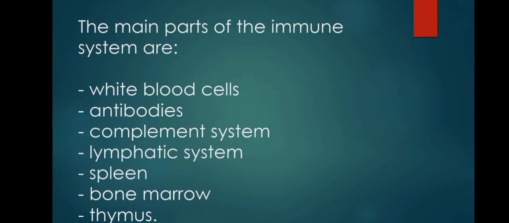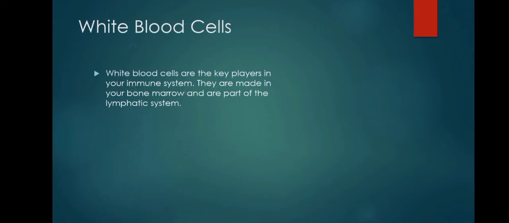So let's move on to the main parts of the immune system, and they are white blood cells, antibodies, complement system, lymphatic system, spleen, bone marrow, and thymus.